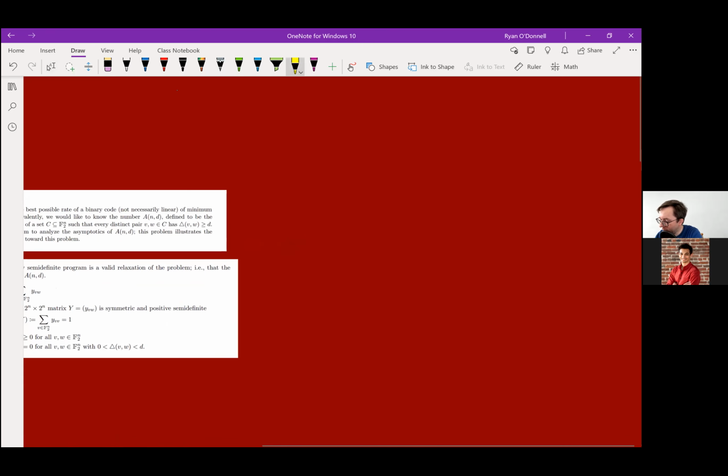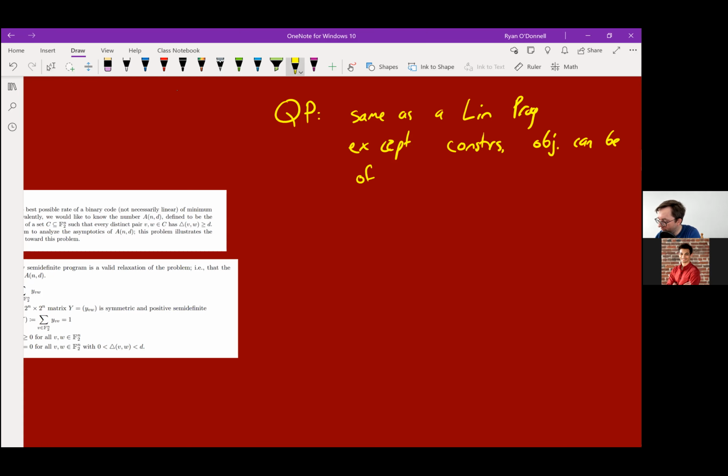For me, a quadratic program is basically the same as a linear program, except the constraints and objective can be of degree 2. I see, that makes sense. So in a linear program, they're supposed to be of degree 1.